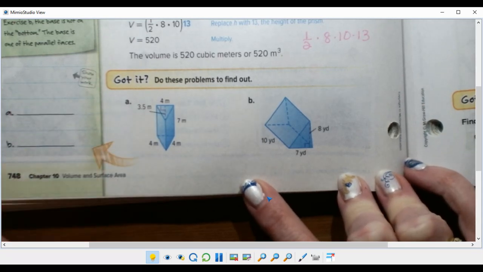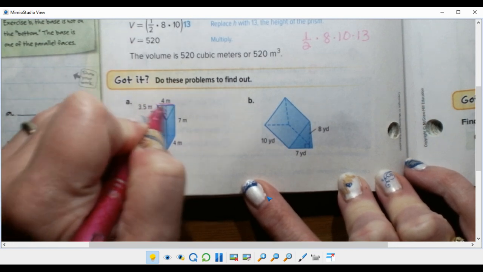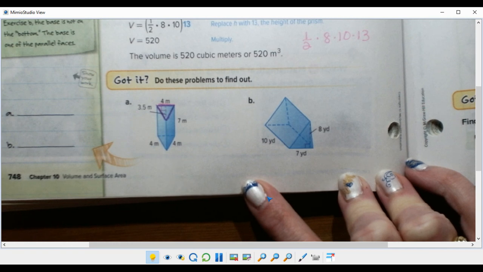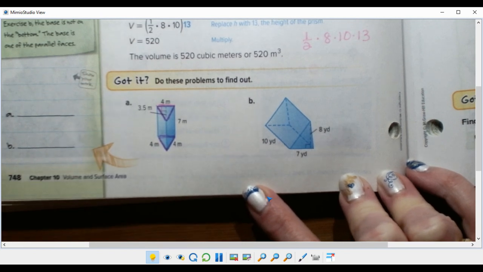Look at all those numbers. I don't know which ones I need. Let's try it. So here's a triangle, and since we're studying triangular prisms, that's what you need. There's a triangle on the bottom here. Okay, I need length and width, or sometimes we call it base and height.